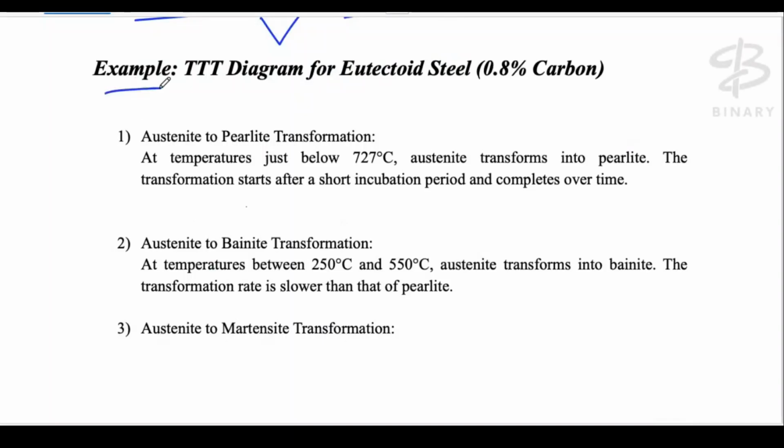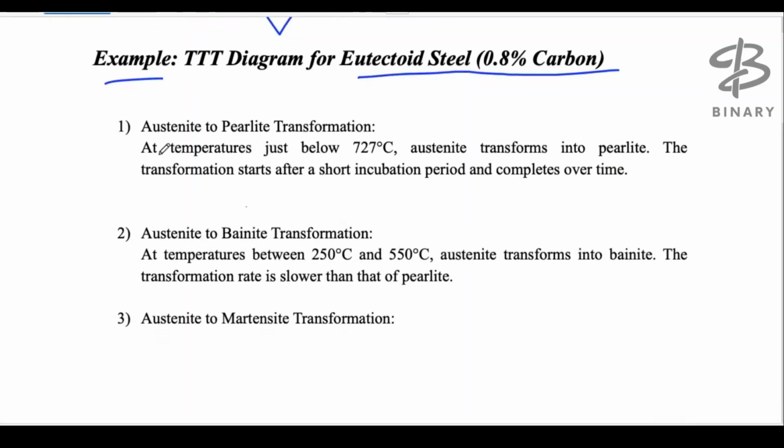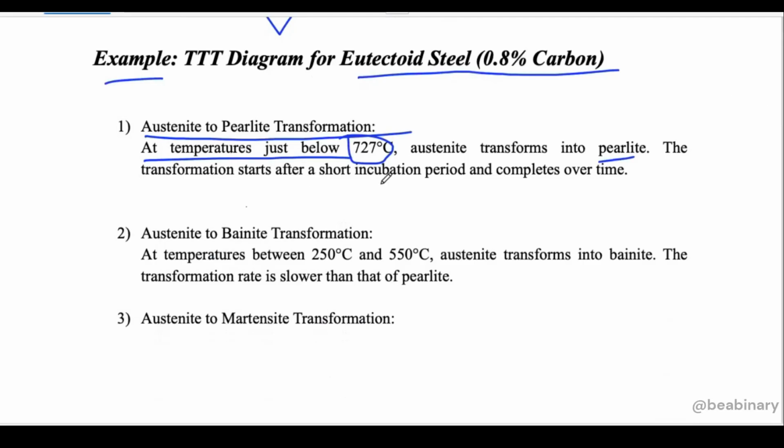Now, what are the examples? The TTT diagram for the eutectic steel, 0.8% carbon, right? So, for the austenite to pearlite transformation, at a temperature just below 727 degrees C, the austenite transforms into pearlite. The transformation starts after a short incubation period and completes over time.